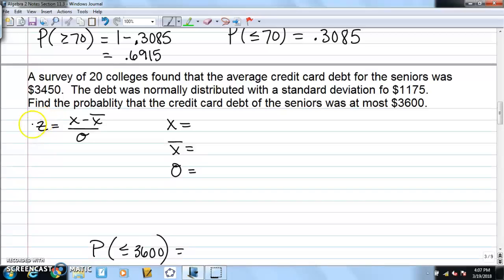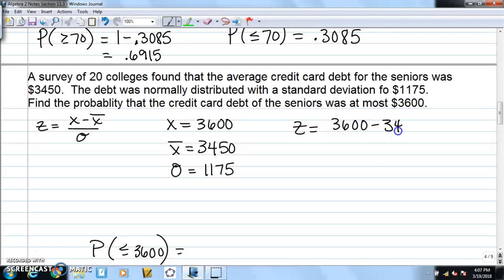Okay, so here's my formula. I'm going to find my z-score. What's my target value? 3,600. What's my mean? It said the average credit card debt was $3,450, so that's the mean. The standard deviation was 1175, so that's my sigma. So z equals my target value minus my mean, divided by my standard deviation.